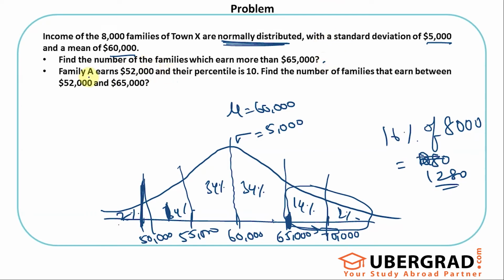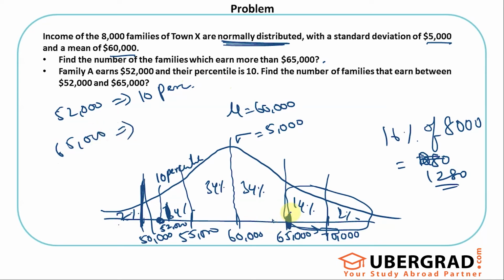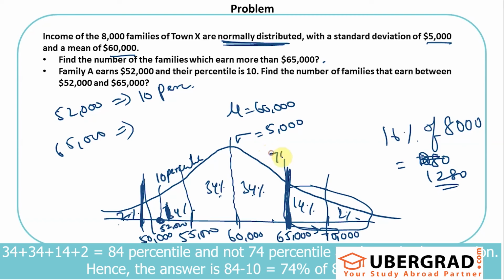The slightly complicated one is this, where I would say family A earns 52,000, that is somewhere here, 52,000, and the percentile is given to be 10 percentile. Find the number of families that earn between 52 and 65. So 52,000 is earned by, that is 10 percentile. What about 65,000? What is this percentile? 34 plus 34 plus 14 plus 2, right? Percentile is to the left. How many are less than that? 34 plus 34 is 68, plus 4 is 72, and 2 is 74, right? So I know this is 74 percentile.